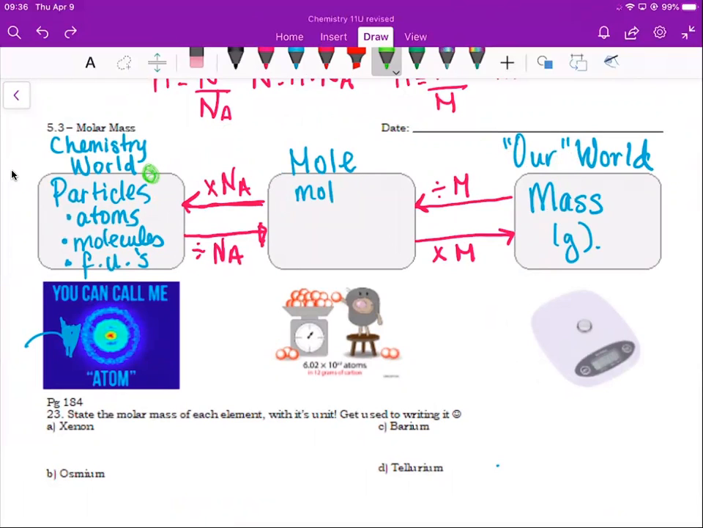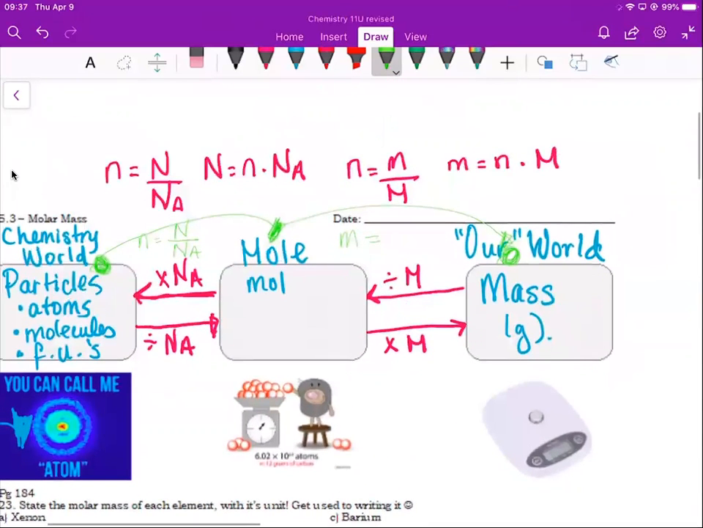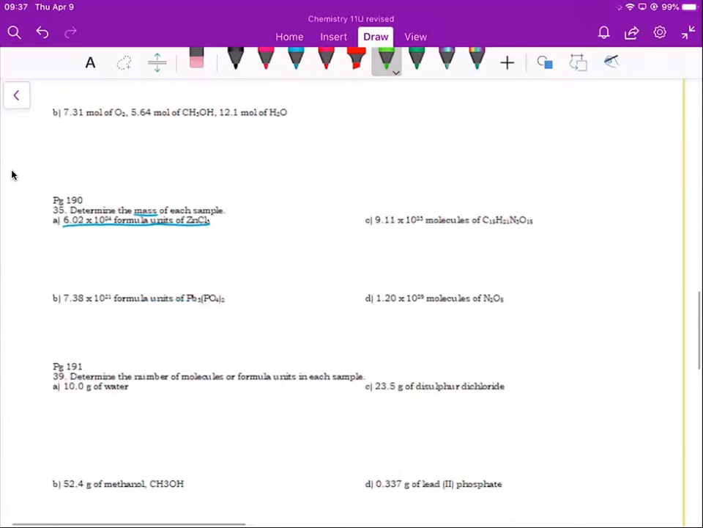So if you're here and you need to get to this part here, you have to go first to moles, using n equals number of things divided by Avogadro's number, and then you can go to grams. So mass is equal to number of moles times molar mass. Okay, so there's no way to jump straight from particles to mass. Let's look at this question here.